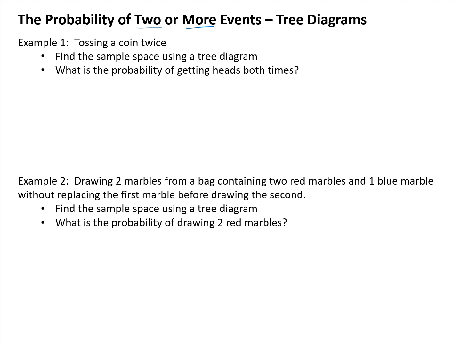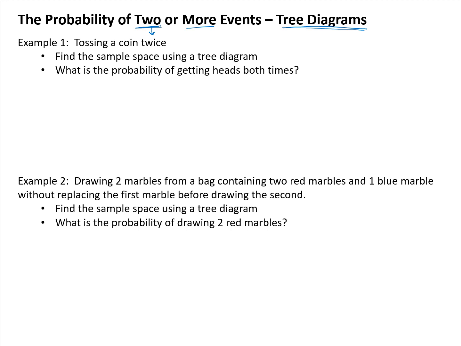We're going to look at it with tree diagrams to kind of get a sense of what's happening, and then we'll look at using a formula, which is actually an easier route in the long run. But the tree diagram helps us understand it. So that's what we're going to start with. So let's look at our first example of tossing a coin twice. So that would be 2 events because we're tossing the coin twice.